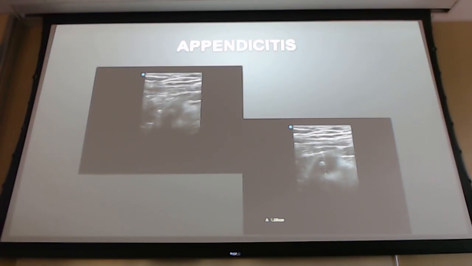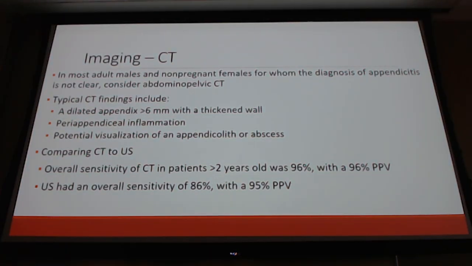So graded compression ultrasound, similar to the concept of how we rule in or rule out a deep vein thrombosis of the leg. There's potential for CT, most adult males, non-pregnant females. If we can't find that on ultrasound, we just go right to abdominal pelvic CT. So: dilated appendix greater than 6 millimeters with thickened wall, periappendiceal inflammation, and then potential for abscess or appendicolith.